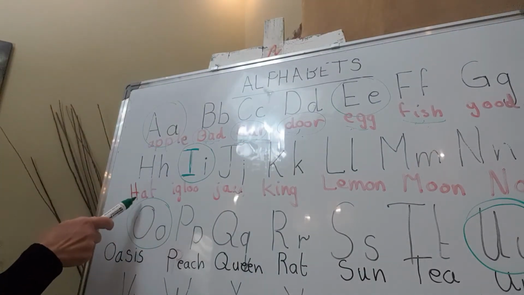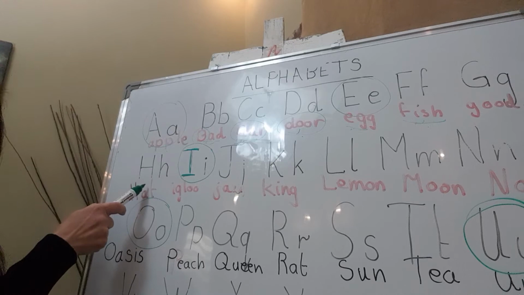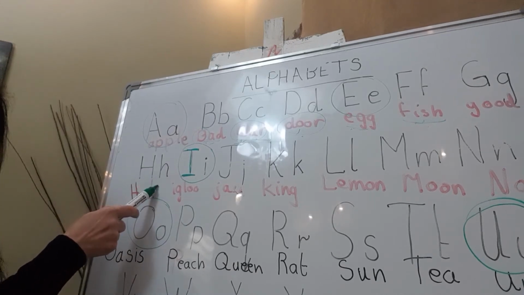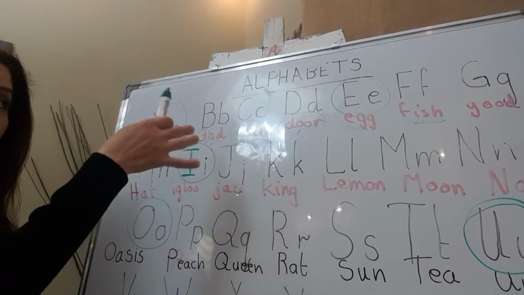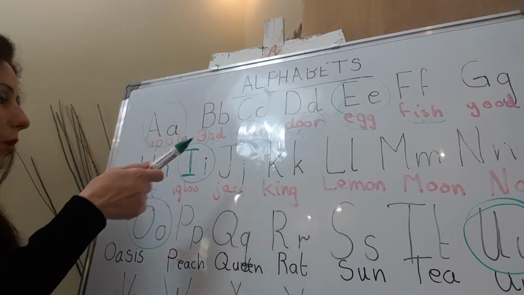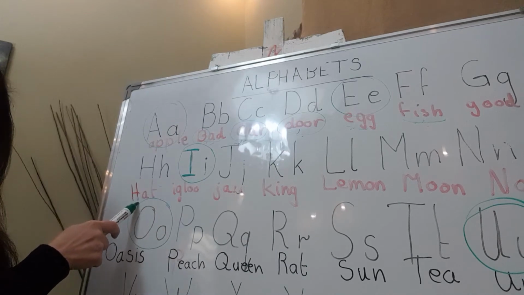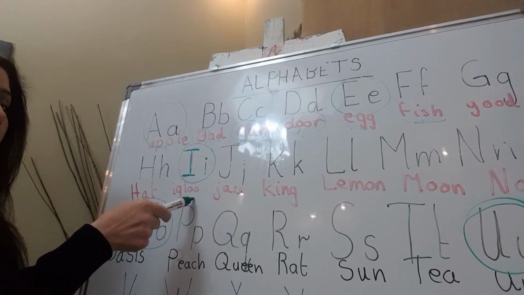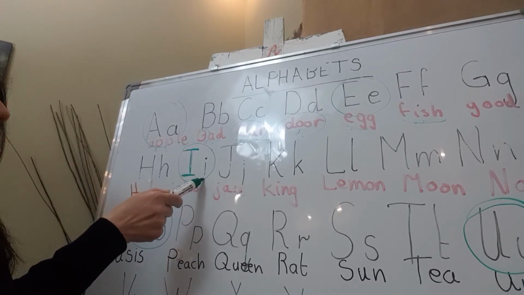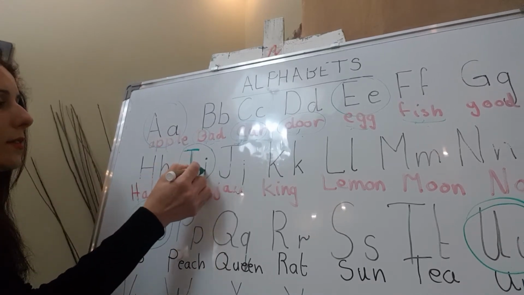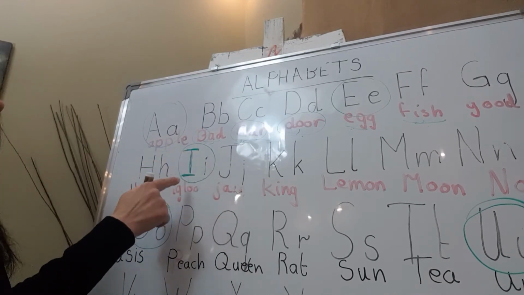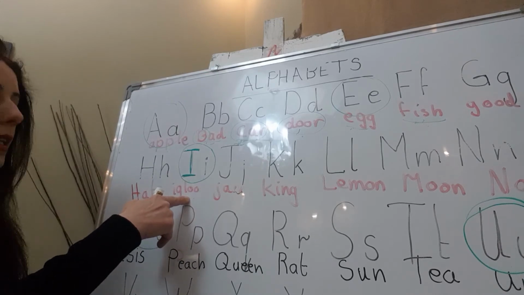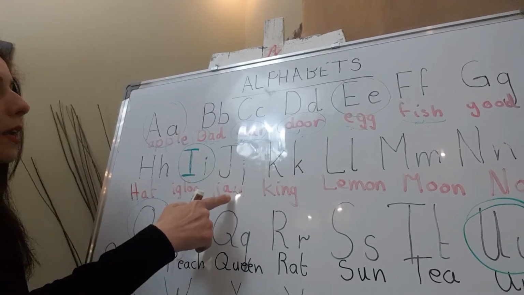And the name of this letter is H. This is the capital letter and this is the small letter, of course. All of them have a capital letter and a small letter. So we can pronounce this one H, like hat. And I, this is the capital letter and this is the small letter. We can see it here, okay? The name of it is I, and we can pronounce it like igloo.